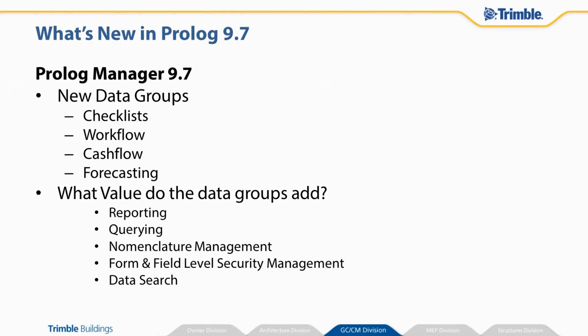So let's take a look at what's new in 9.7. We looked at some of this earlier. In Prolog Manager, we extended our reporting and querying capabilities into some new modules. Checklists, which we actually looked at earlier, the checklist module where you can build your own checklist. It's completely customizable by you, where you can push any type of form, the answers, and the rich content out to the field.